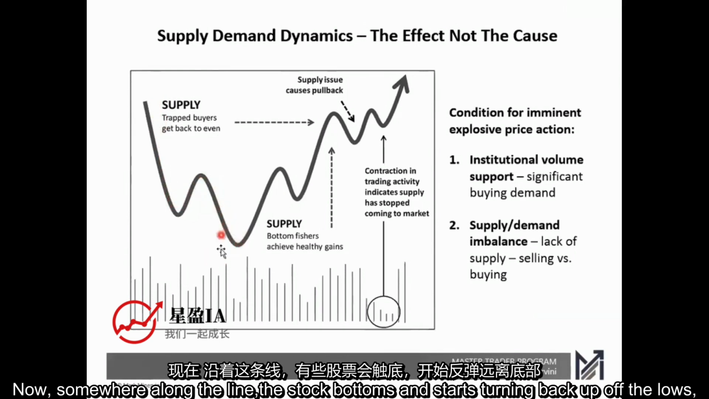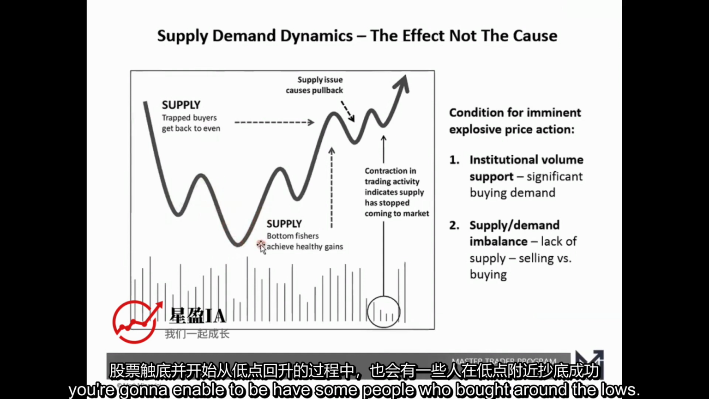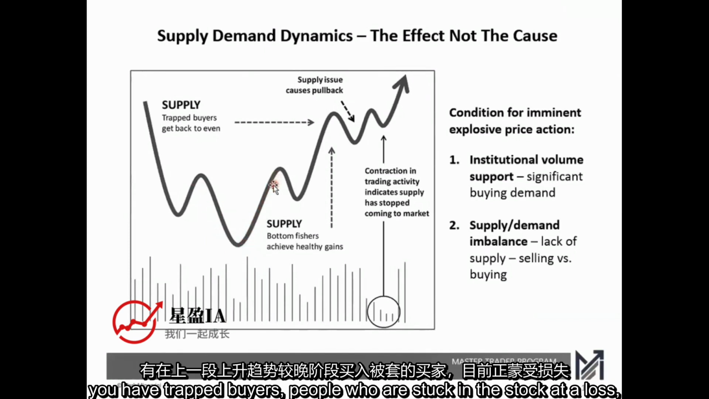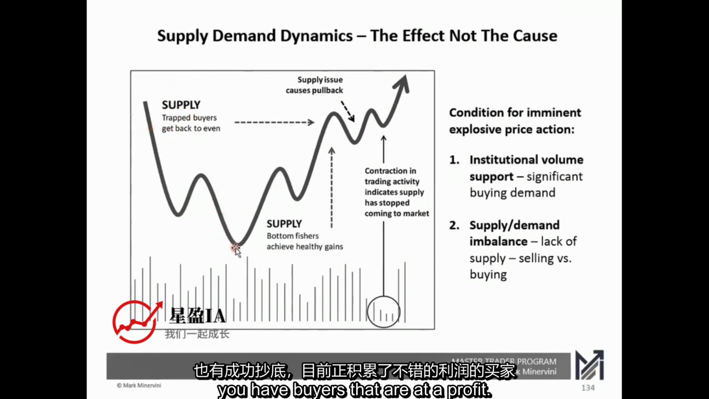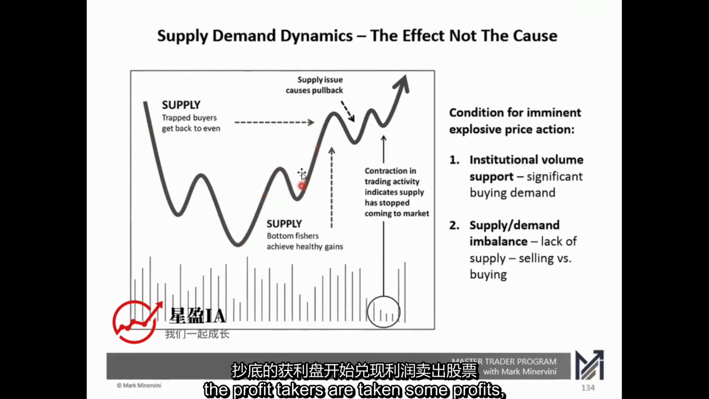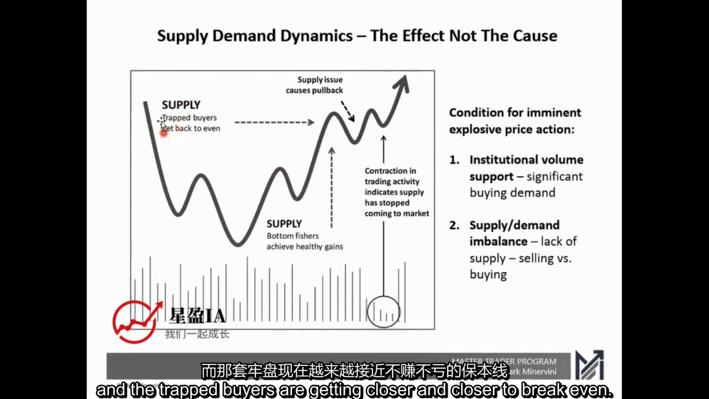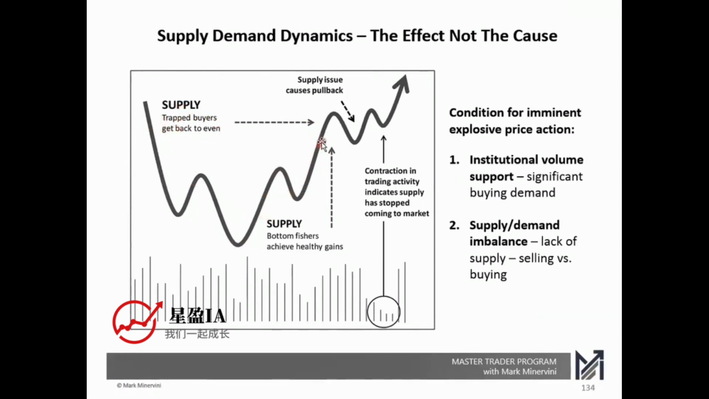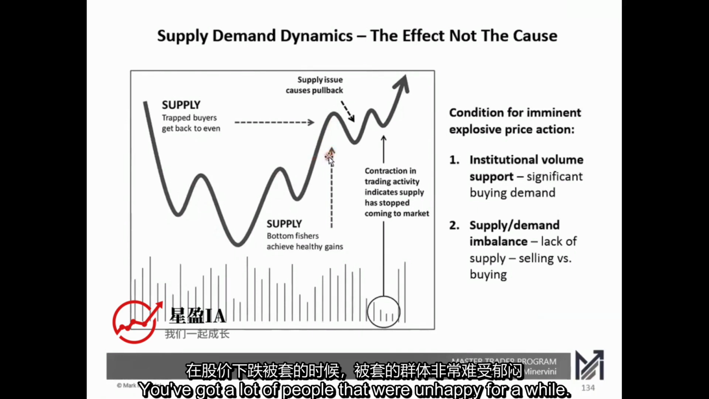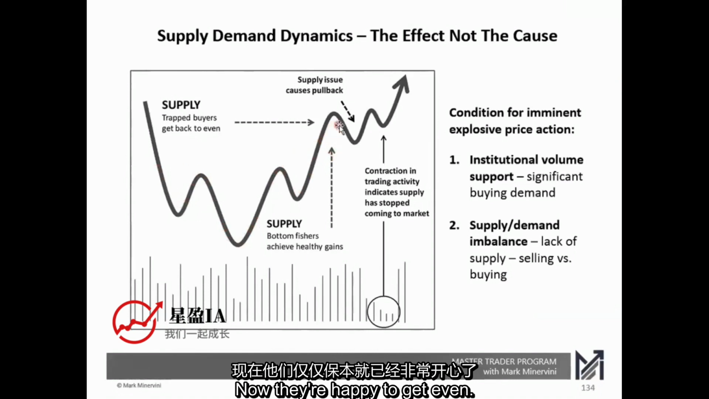Now, somewhere along the line, the stock bottoms and starts turning back up off the lows, and you're going to inevitably have some people who bought around the lows. So now as you come back up that right side, you have two types of supply. You have trapped buyers, people who are stuck in the stock at a loss, and you have buyers that are at a profit. So as the stock starts coming up the right side, the profit takers are taking some profits, and the trapped buyers are getting closer and closer to break even. So they start also selling and taking their losses, maybe smaller, or when it gets back to break even, you've got a lot of people that were unhappy for a while, and now they're happy to get even.